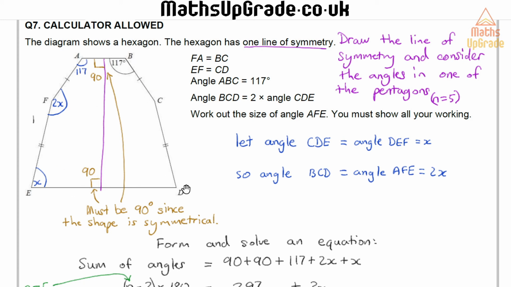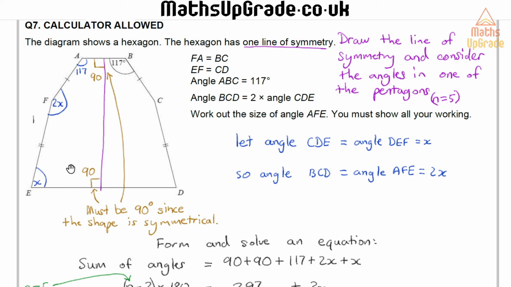So let me just call this angle here, which is the same as this one, X. And since angle BCD, which is this angle, is double that angle, this is now going to be 2x. So that's x, and that's 2 times x. This is 117, because it's the same as that angle. So now I've got all 5 angles in this pentagon labelled up, even though 2 of them I don't know.